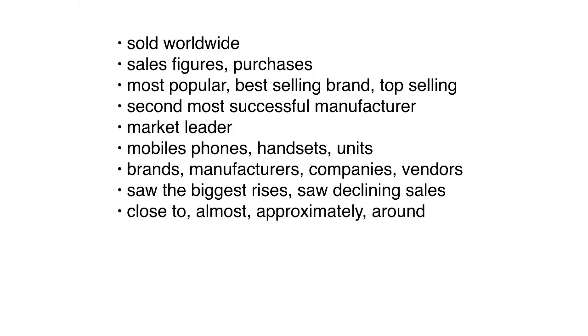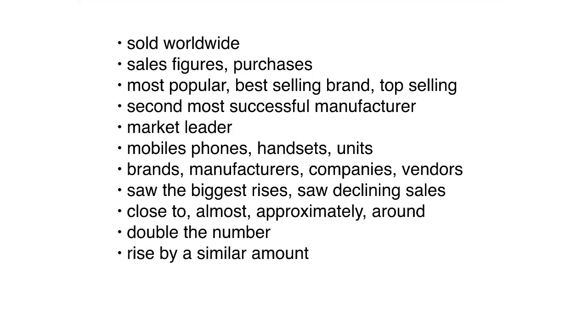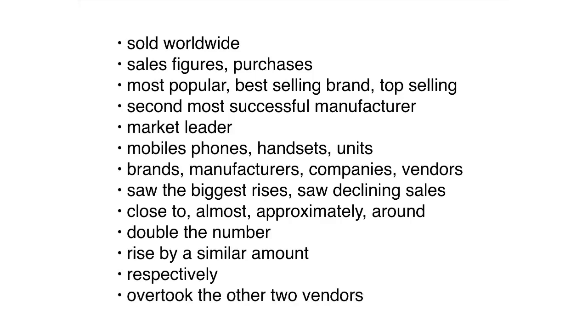Close to, almost, approximately, around. When you're giving figures, you can use words like this to show that they're not exact figures. Double the number, more comparisons between figures. Rise by a similar amount. Respectively, we talked about ordering the numbers using that word. And finally, overtook the other two vendors. Those are the good words and phrases that I think the examiner would notice.